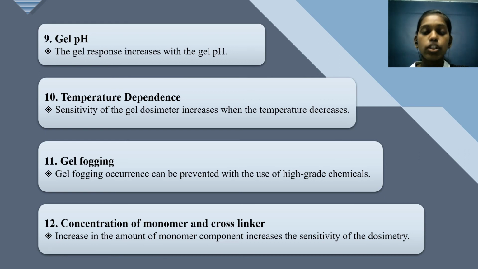Lastly will be the concentration of monomer and cross-linker in the gel dosimetry. The increase in the amount of monomer component in the monomer and cross-linker mixture that are added to shield the gel dosimetry from light has a positive effect on the sensitivity of the dosimetry, which also helps to extend the dose saturation point of the gel dosimetry.